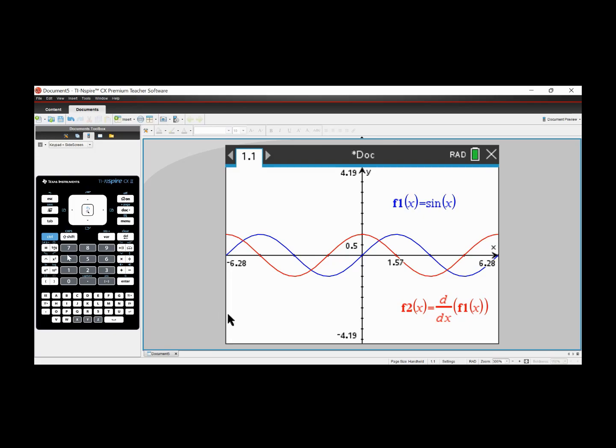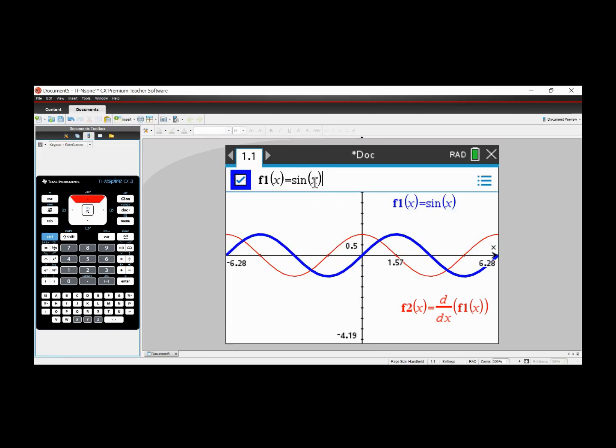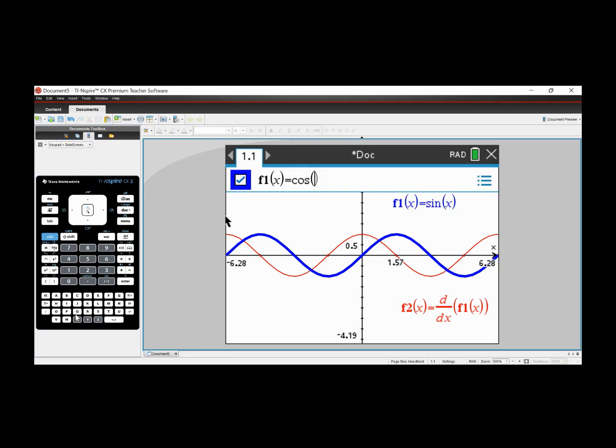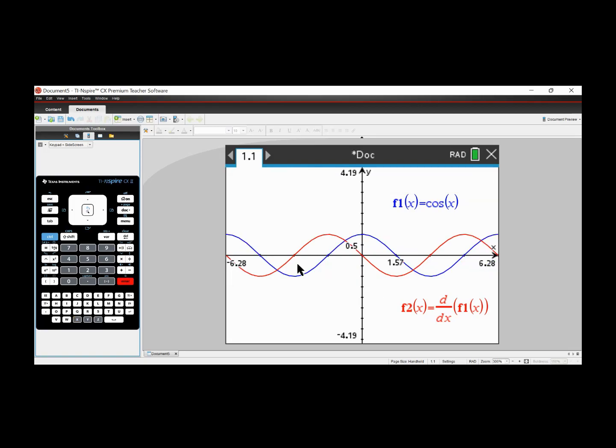All right, now the next one we want to look at, I'm going to tab up and go back to function 1. So now instead of sine x, we want cosine of x. And when I hit enter, it's going to change everything. That's why I use the derivative this way. As soon as it graphs cosine, it's also going to graph its derivative. So the blue is cosine x, and now this red graph is the derivative.